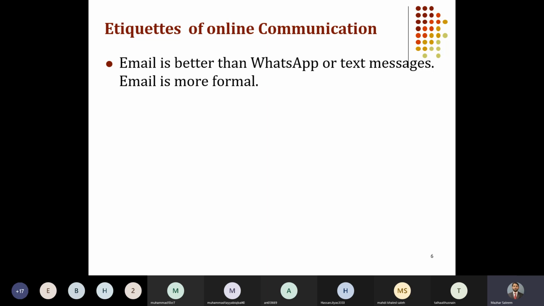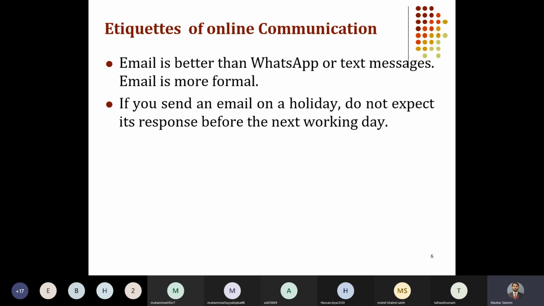And WhatsApp messages or text messages, those are informal ways of communication. You can use them when you are communicating with your family or your friends. But as far as formal communication is concerned, email is a better way to communicate. It's a preferable way. And sometimes students send an email on, let's say, Friday night or Saturday night, and they have a question, and then they need an immediate answer. Okay, but that is not the right thing to do.